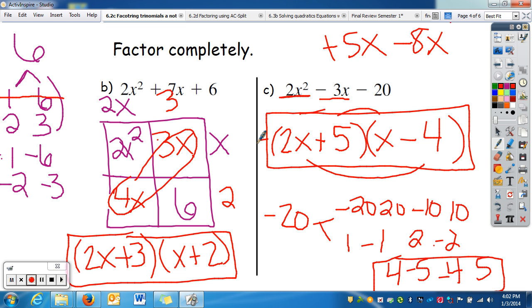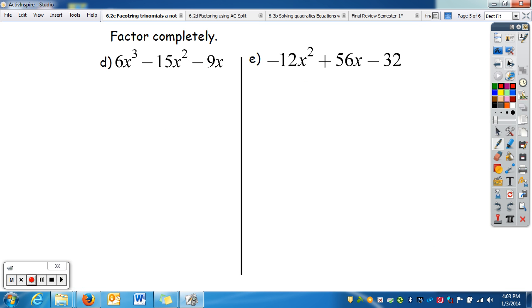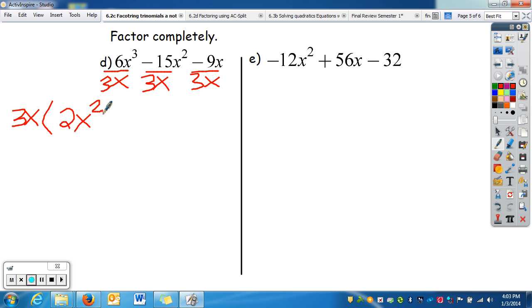You're doing the same thing as you're doing in the box. You're just writing in the parentheses from the start. Alright, so the last two. Now these have a GCF, so I'm going to divide it out. They're all divisible by 3. And they all have an x. So on the outside I have 3x. And that gives me 2x squared minus 5x minus 3.